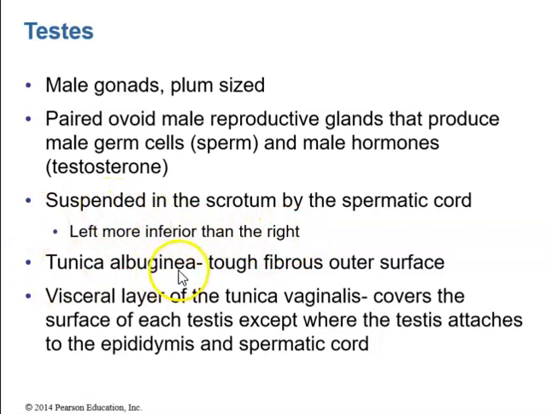So the tunica albuginea is the tough, fibrous outer surface of the testes. You then have a visceral layer of the tunica vaginalis. Visceral, again, meaning organ, so that's the layer that adheres to the surface of the testes. So the visceral layer of the tunica vaginalis covers the surface of each testis except where the testis attaches to the epididymis and spermatic cord.